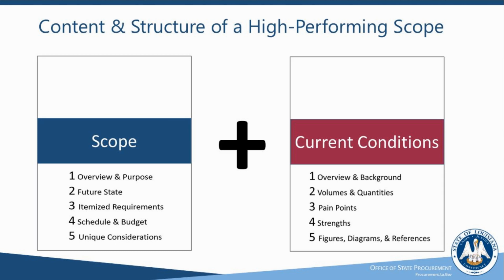Again, the reminder and conclusion here is that scope also is in combination with current conditions. This describes point A of the starting point, and then point B of where we're going, focused primarily on the outcomes of what we need to achieve to have a successful project.